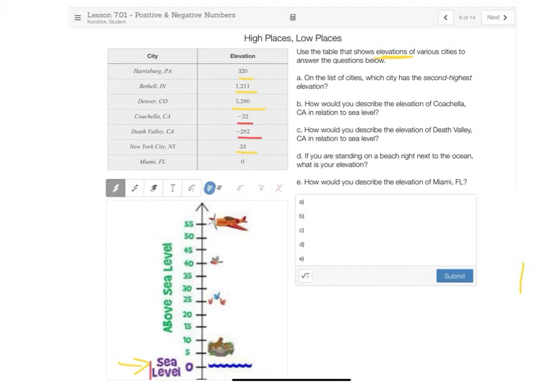So let's answer these questions. On the list of cities, which has the second highest elevation? Well, again, the further away it is from 0, the higher it would be.